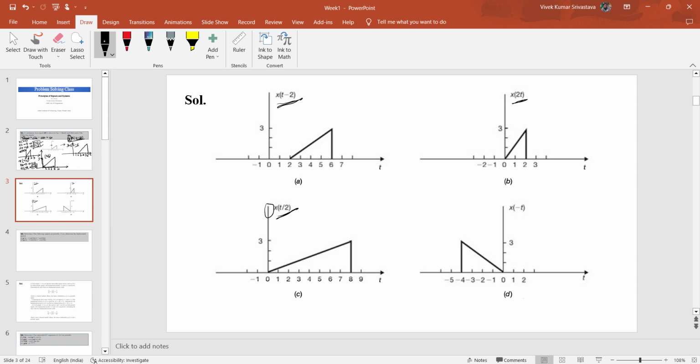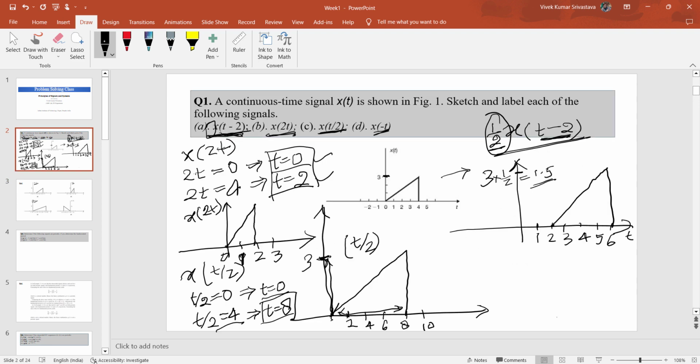Yes, sir. So in the last part of this problem, we have to plot x of minus t. This is the time reversal. If this is the original signal, then x of minus t will start from minus t equals 0. So from here we get t equals 0, where the signal starts.